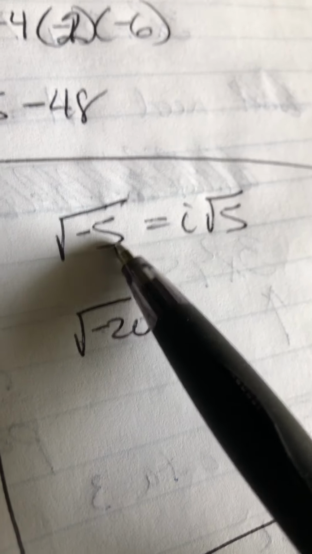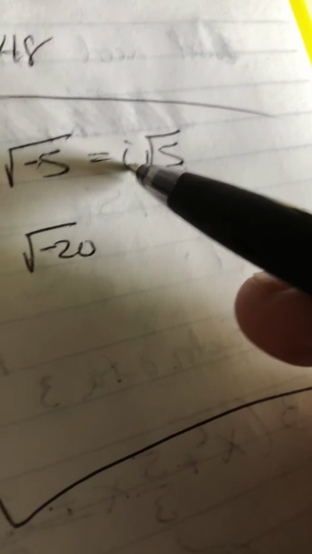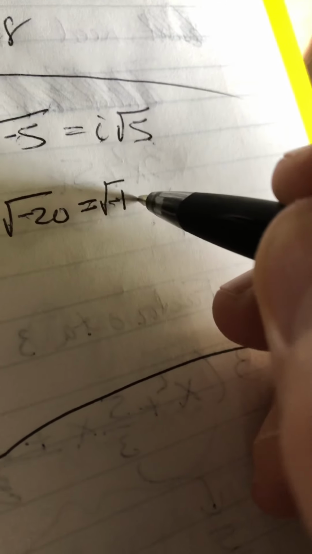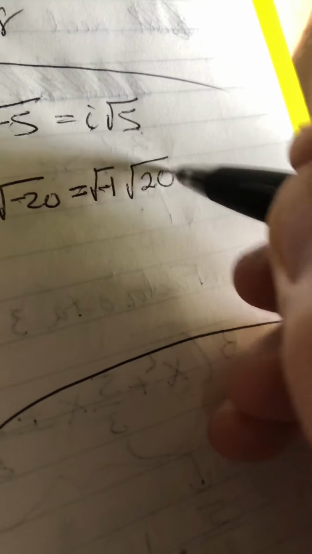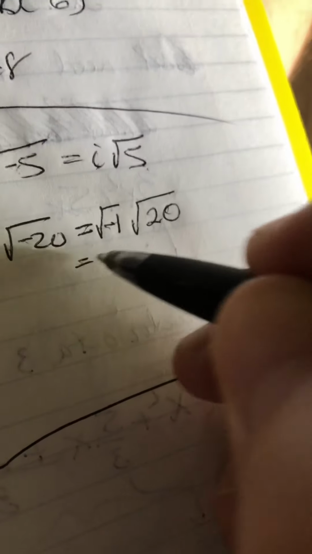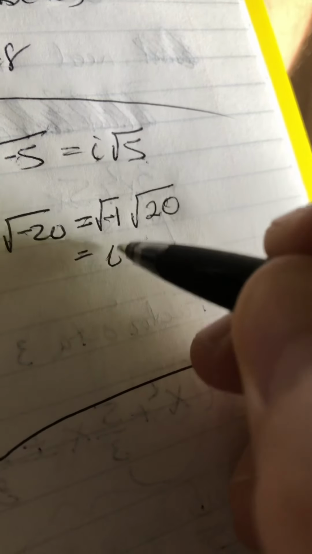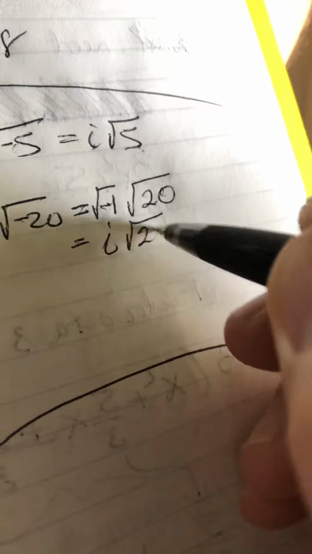All right, so a couple things. If you have a negative underneath a square root, make the number positive so it becomes a positive 5 and then pull an i out in front. So basically what's happening is the following. You're treating it as the square root of negative 1 multiplied by the square root of 20. Well, the square root of negative 1 is just the i, and then you have the square root of 20.